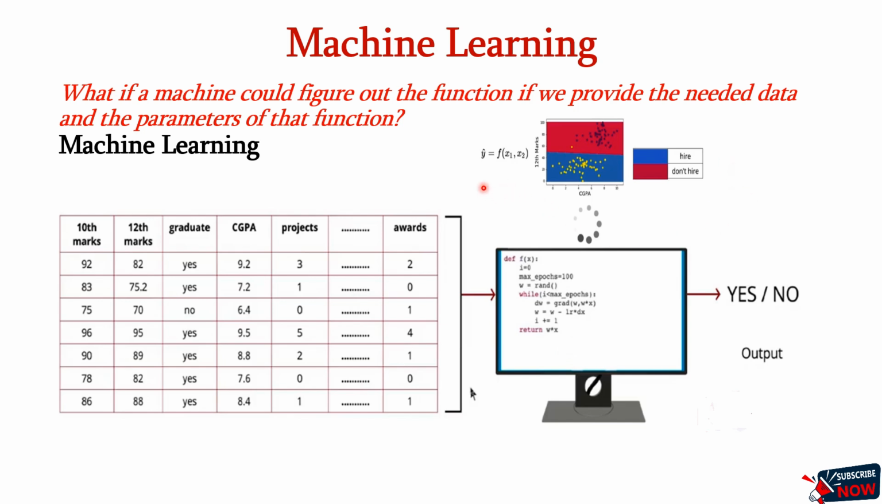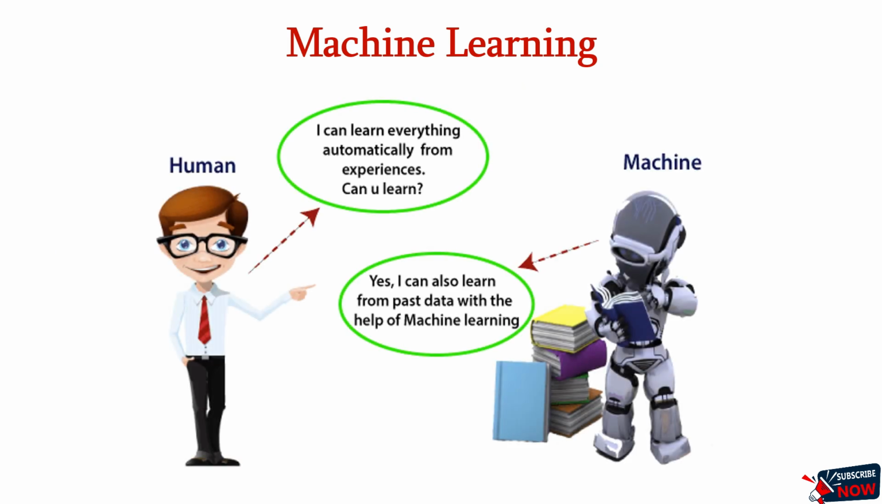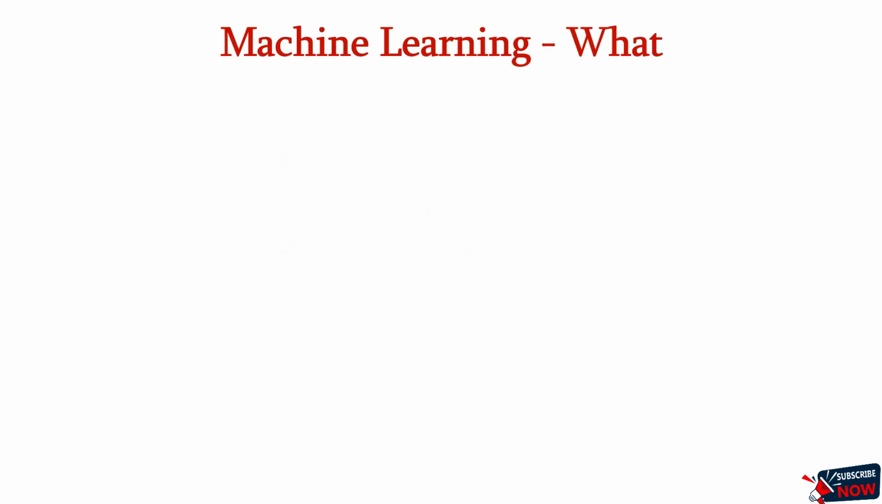So here we have y equals f of x1, x2. x1 and x2 are the inputs, f is the function, y is the output. This function maps the relationship that exists between the input and the output. So thus from this we can understand that like human beings, machines can also learn from the past data with the help of machine learning algorithms.